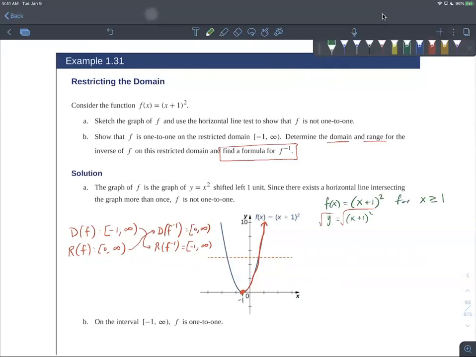Now, let me rearrange here. So the square root of (x+1)^2 is equal to the square root of y. The square root of a square gives us the absolute value of x+1, which is equal to the square root of y.